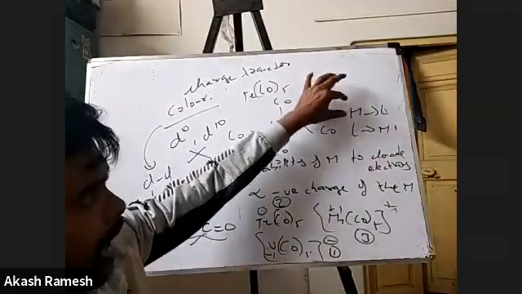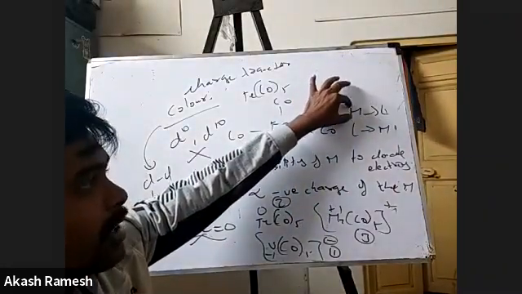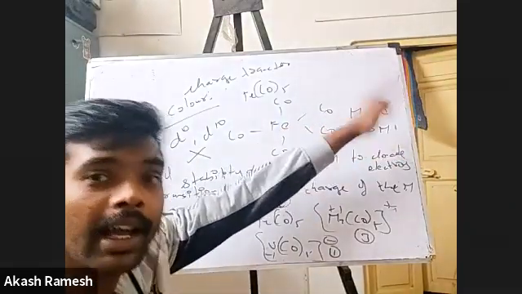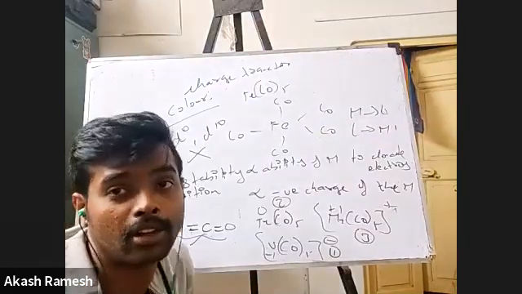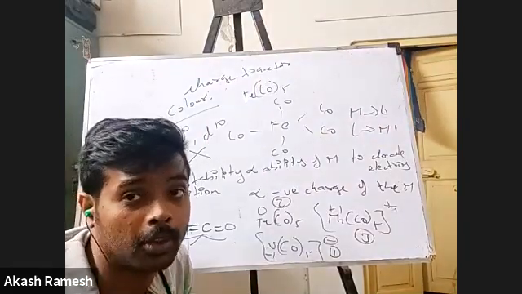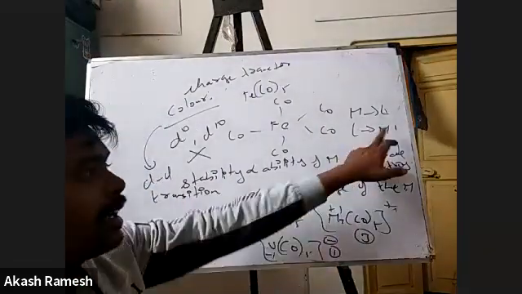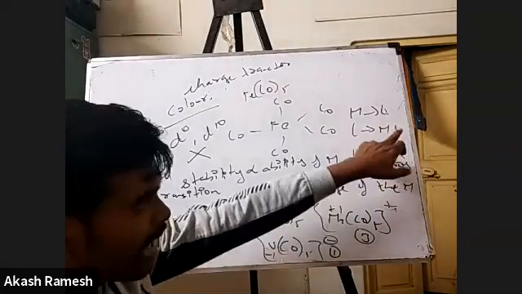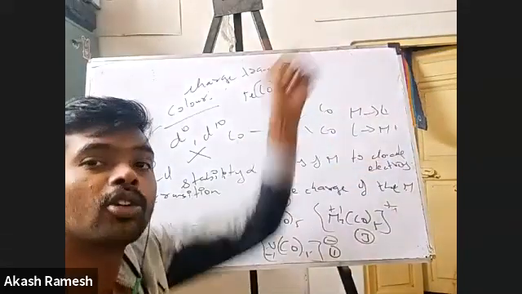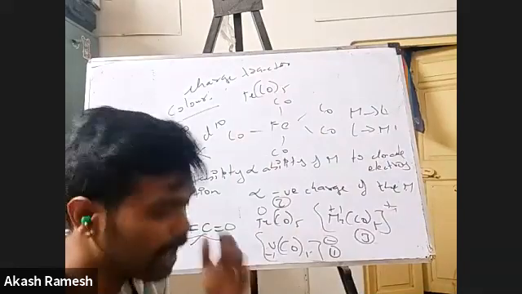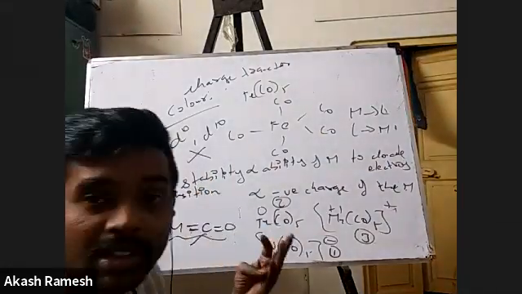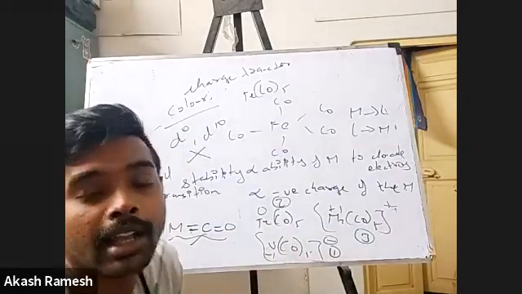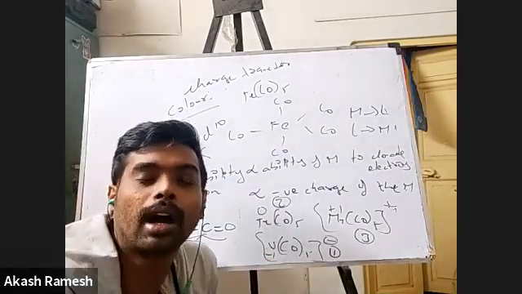If I want to speak about it, M to L transfer happens when I have a d10 configuration. The metal has an excess number of electrons, which it will donate to the ligand, and the electrons can go to the excited state. So that way color is possible. Or say when the metal has a d0 configuration, it has empty orbitals, so the ligand can give an electron to the metal and then it can go to the higher energy state. So that's what is called MLCT, metal to ligand charge transfer, or LMCT, ligand to metal charge transfer. So that way also color is sometimes possible.